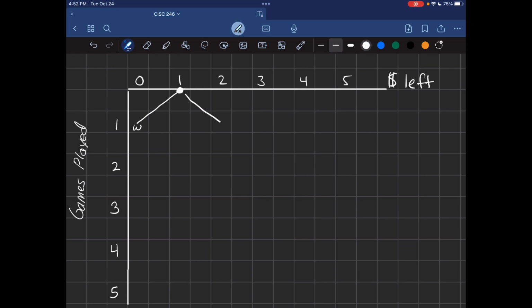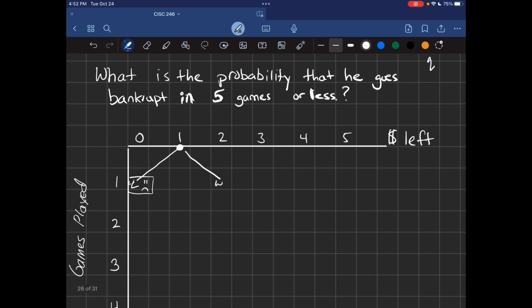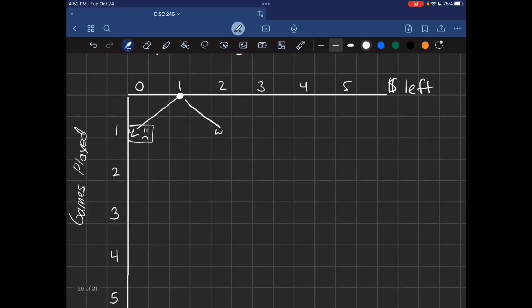Or sorry, that's your loss, and that's your win. And actually here is really game over. So the whole gambling day could end right there. So that's when he can go bankrupt right there. But he could not, right? He could have won that first game. And that second game, he could win. He could also not win that game. He could lose that second game. And then he could win this game here.